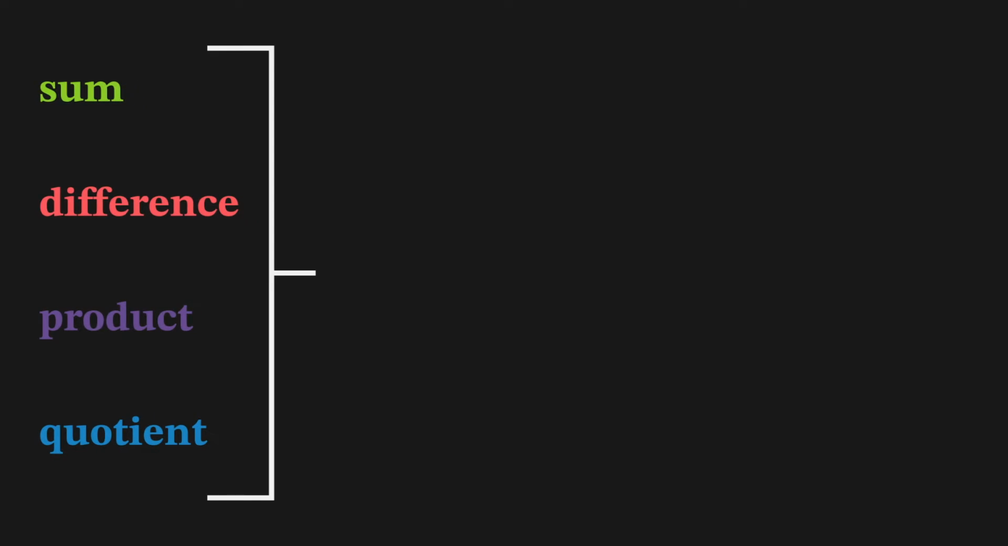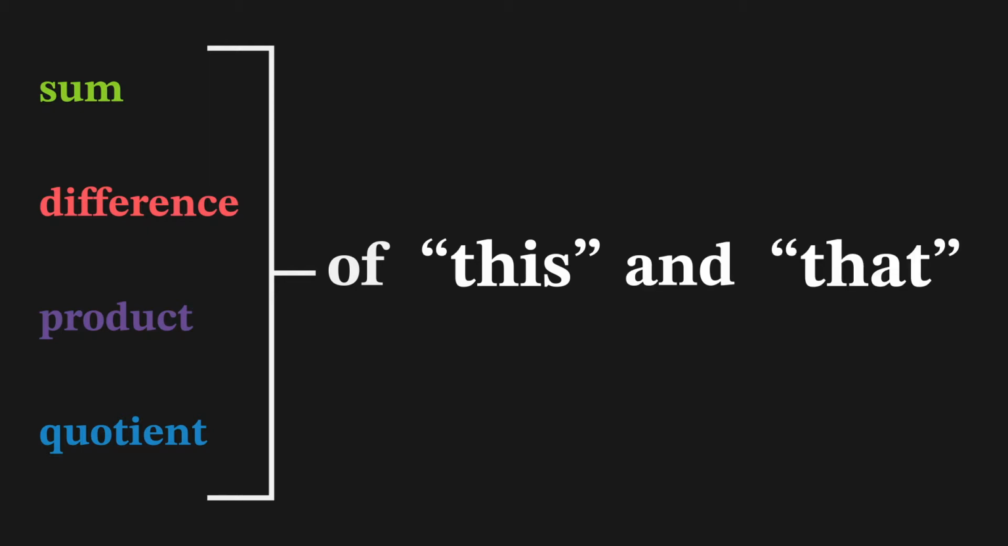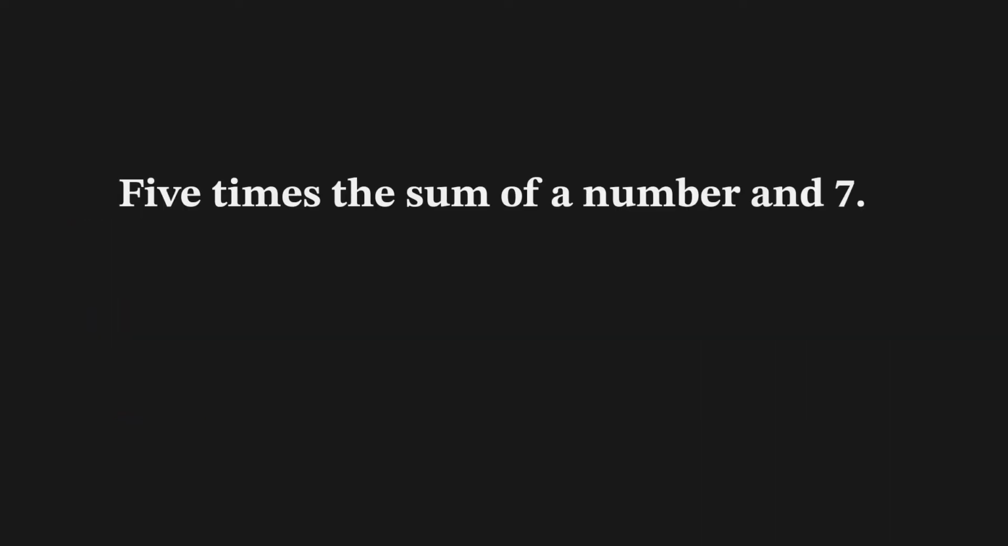These 4 phrases will follow the same format, and that is, they say of this and that. Now, this and that can be individual numbers or groups of numbers, and we'll see what I mean in the following examples. Our first problem is 5 times the sum of a number and 7. We see the first word, times. 5 times something. So we can go ahead and write 5 times, and then it's going to be the next quantity, 5 times the sum.